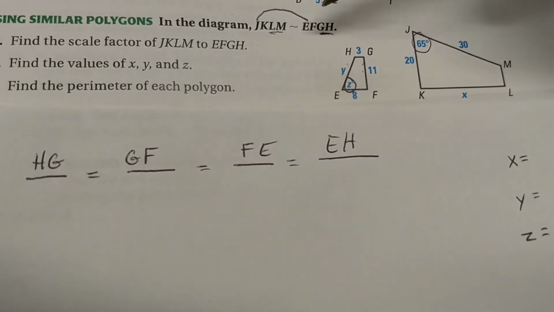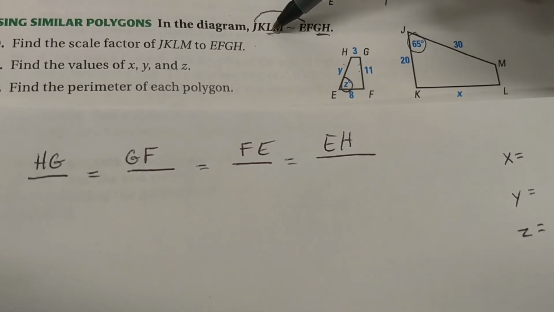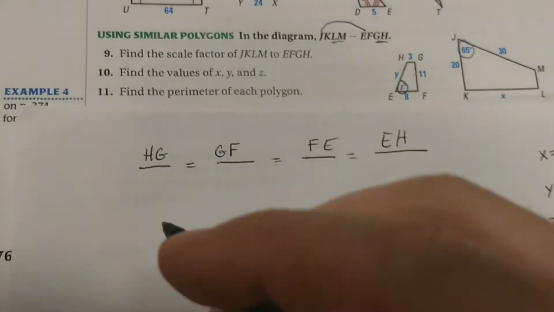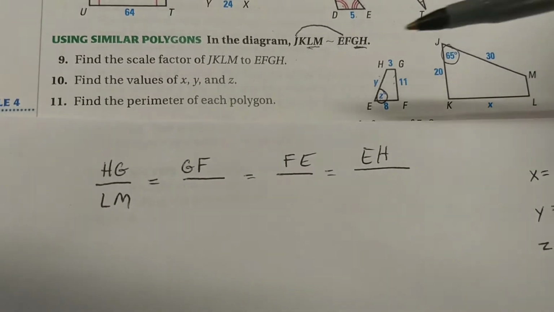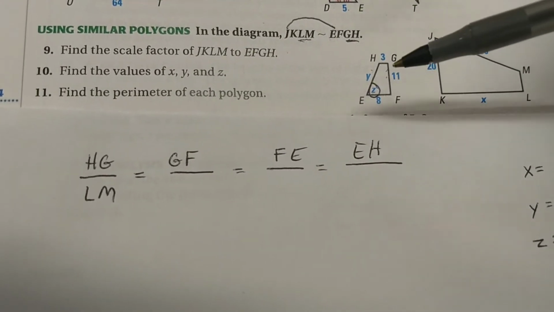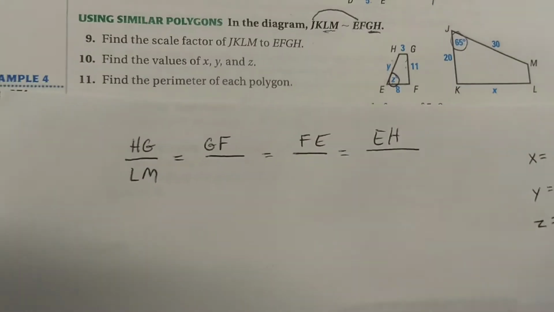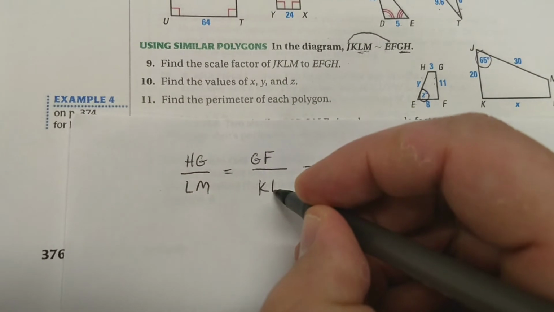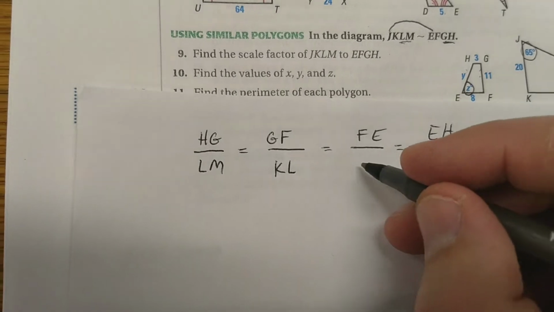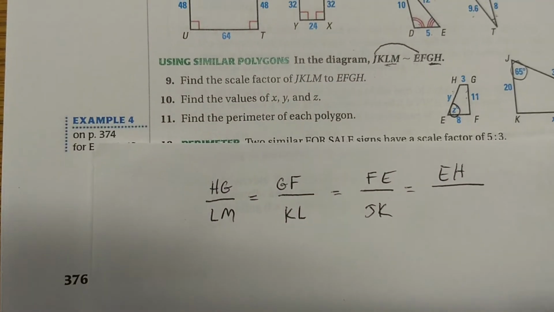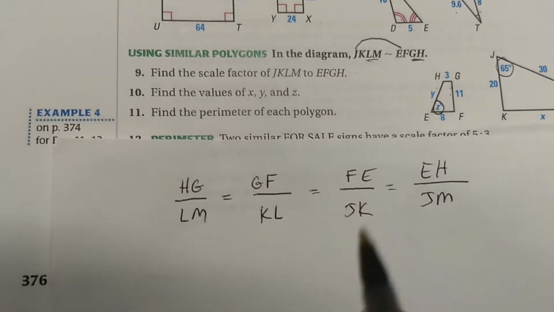So let's go back to our similarity statement. H and G are the last two letters of this figure. They must match up with the last two letters of that figure, which is LM. Okay, we thought that's what it was going to be, but we should always be double checking that for sure. We'll do the same thing with GF, which is this segment on the side. G and F are the two middle letters here, and so it must match up with KL. FE are the first two letters, that matches up with JK. And EH matches up with JM.